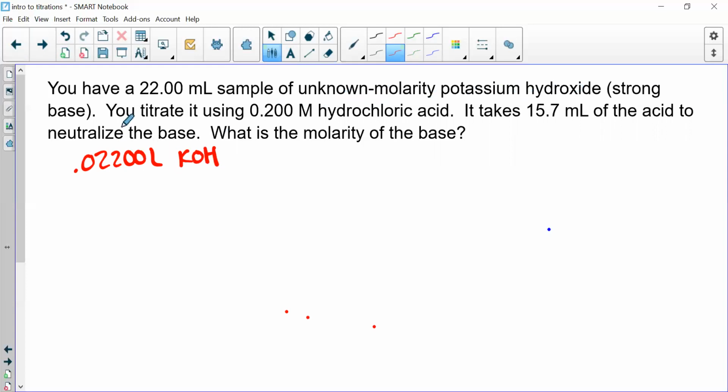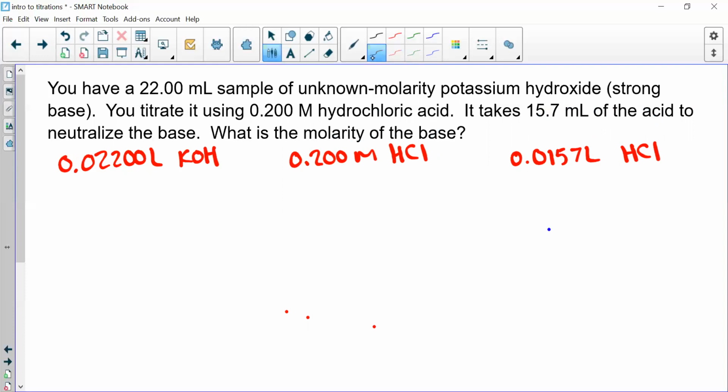That's one puzzle piece. Next puzzle piece, I titrate it using this molarity hydrochloric acid. So 0.200 molar HCl. It takes 15.7 milliliters, or 0.0157 liters of the acid. What's the acid? Hydrochloric, HCl. Okay, so I have 3 puzzle pieces. I need to solve for the 4th, which is my molarity of the base.